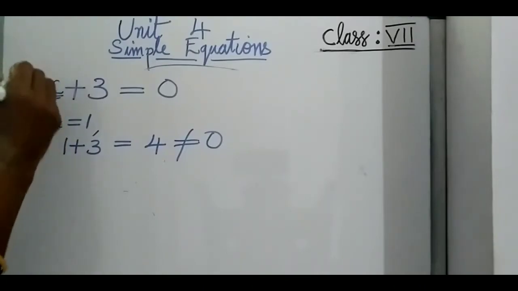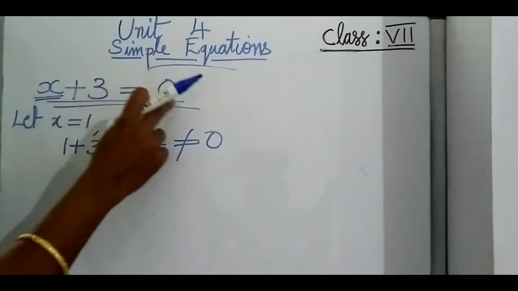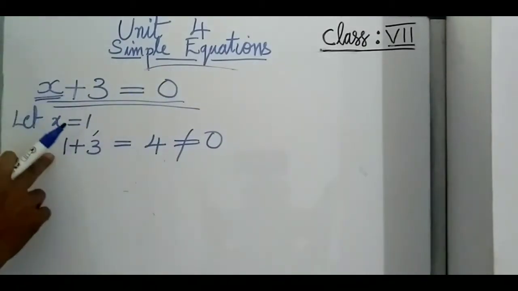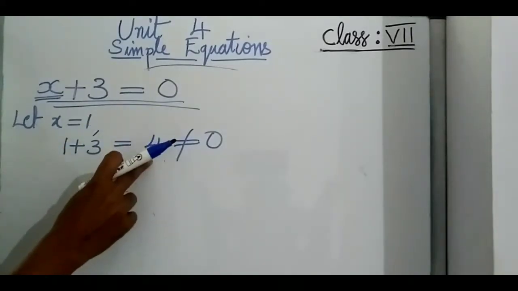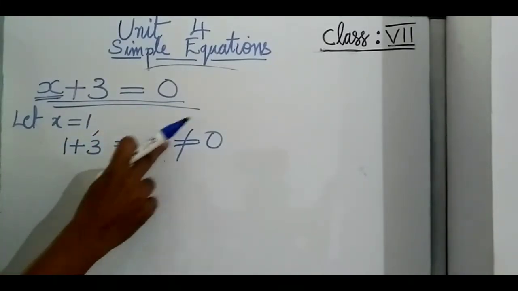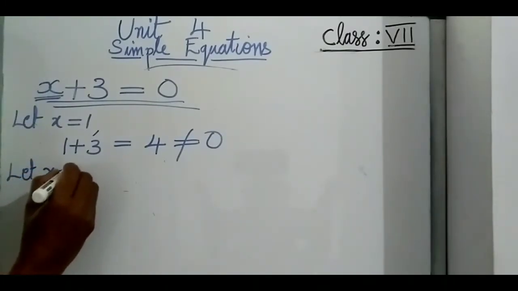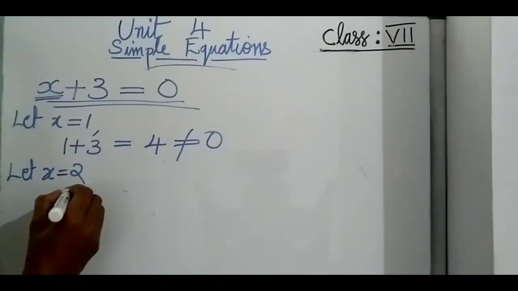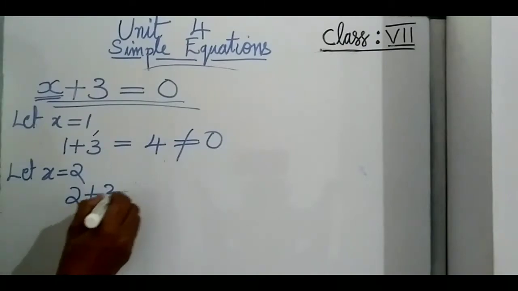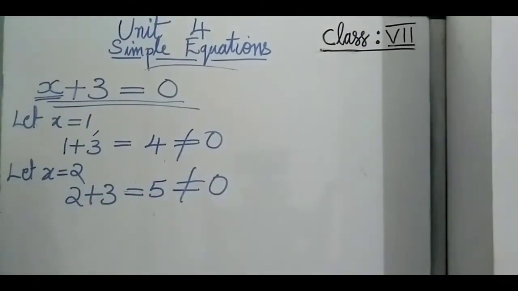Given that, what is given? The sum of x and 3 is 0. But if we give the value x equal to 1, the value will be 4. That is not equal to 0. Then one more value I am going to give. Let x equal 2. What would be the value of this equation? 2 plus 3 equals 5. This is also not equal to 0.